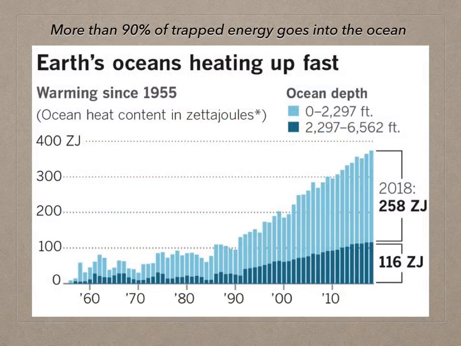Most of the energy that's trapped by the greenhouse effect has been deposited in the oceans. Roughly 90% or more of the energy, in fact, has been trapped in the oceans. And this figure shows the increase in ocean heating since the 1960s up to present. And in fact, that heating has been accelerating over the last few decades.